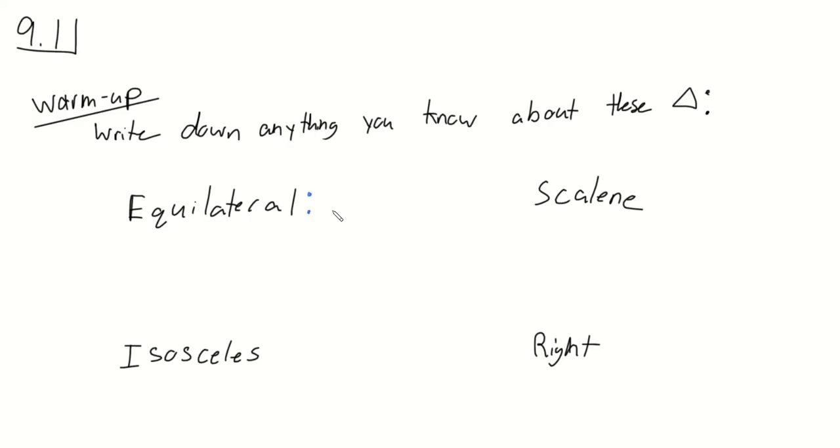Say it one more time. How many sides are in a triangle? Okay, so 3 sides are congruent. What about its angles? Yep, so 3 angles are congruent.